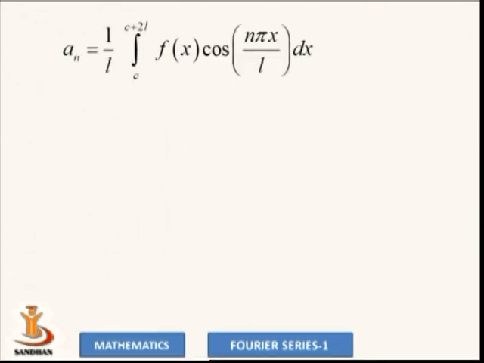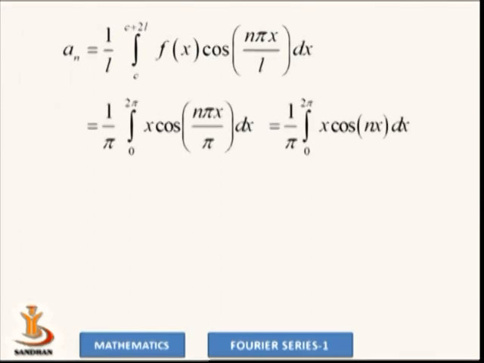Now the other coefficient an is 1 by L integration from c to c plus 2L f of x cos n pi x by L into dx. Put in all the values of L, f of x, c to c plus 2L. So L is pi, 0 to 2 pi is our integration limit, the function x into cos n pi x by L. But here L equal to pi. So put L equal to pi and pi cancels from the numerator and denominator in the cos function. So we get x into cos nx dx.